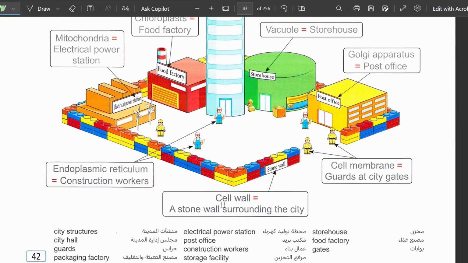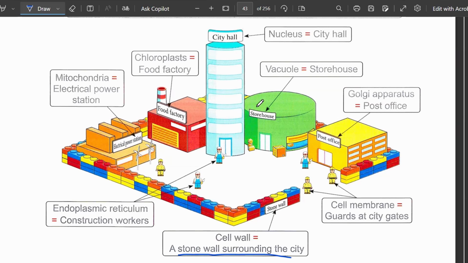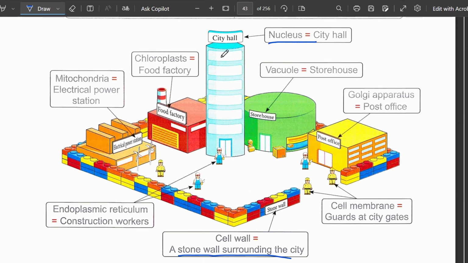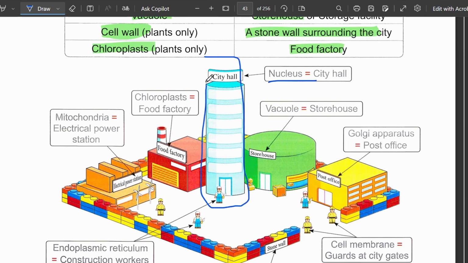At the first, cell membrane. Cell membrane in plant protects the cell from outside, while in city it protects the city from outside. Okay, they are almost similar. Cell wall in plant cell protects the cell from outside and gives a definite shape, like a wall or stone wall surrounding the city, they are almost similar. And nucleus is very important in cell and very important in city hall. Okay, so they are similar.